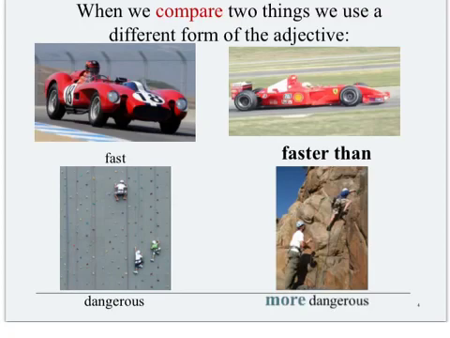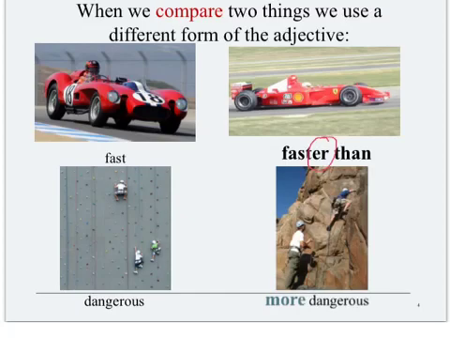Let's take a look at the two race cars. If we look at our first race car, we can say that it is fast. If we want to compare it to the new race car, we can say that the new race car is faster than the old race car. We are using the comparative form of the adjective to compare two things. Note that to change the adjective, we added ER.